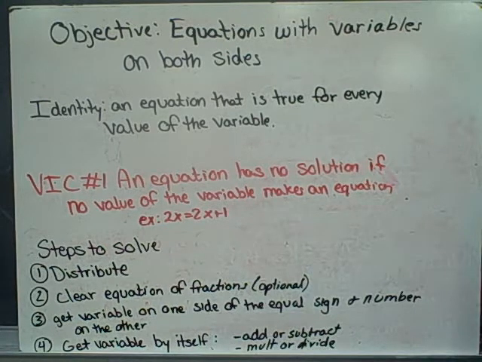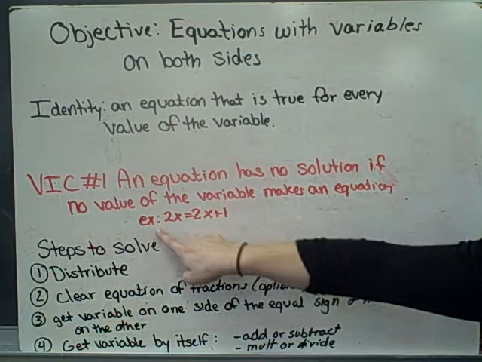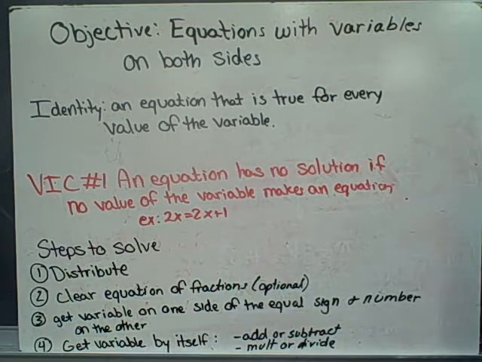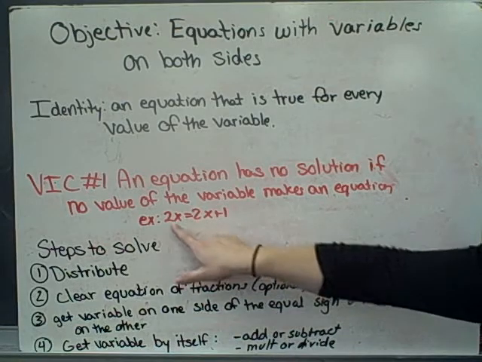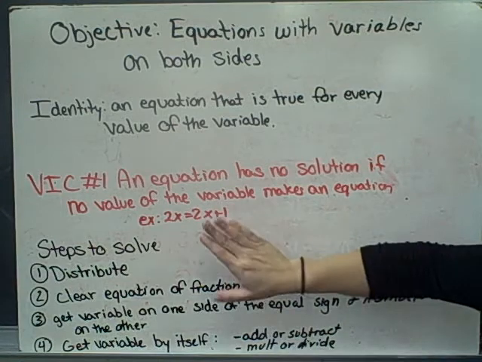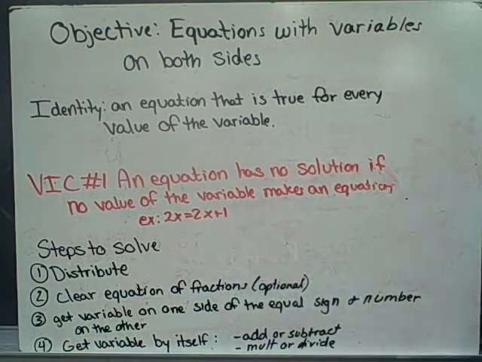An equation has no solution if no value of the variable makes the equation true. Okay? So for example, we have 2x equaling 2x plus 1. Well, 2x would equal 2x, but 2x is not going to be the same as 2x plus 1 no matter what I do. And if that is the case, then we have no solution.